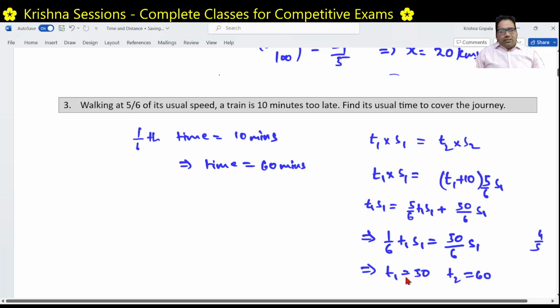Right. What does that mean? Cancel 6 here. t1 is equal to 50. What does that mean? t2 is equal to 60. Right, because it is 5 by 6 of the usual speed. So t1 is equal to 50, we can substitute and we will get t2 is equal to 60. See, what he's saying earlier, the train is taking 50 minutes. Now it is taking 60 minutes.